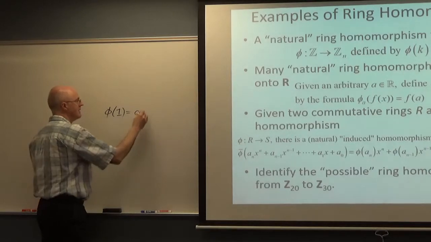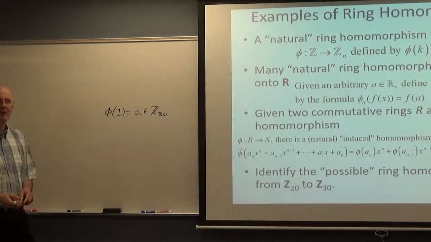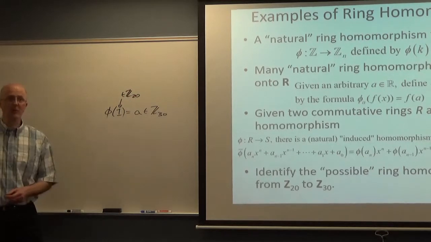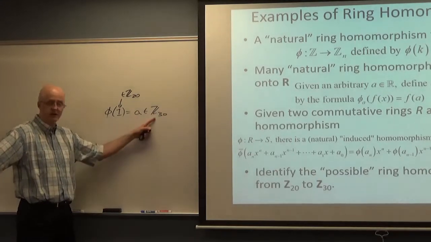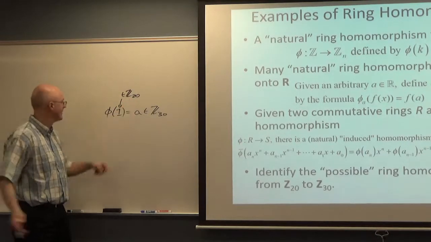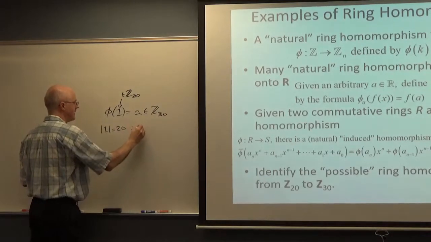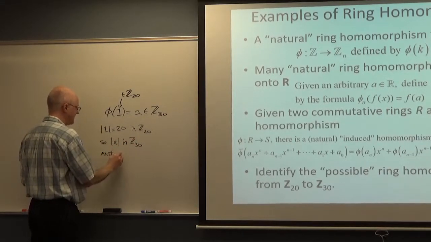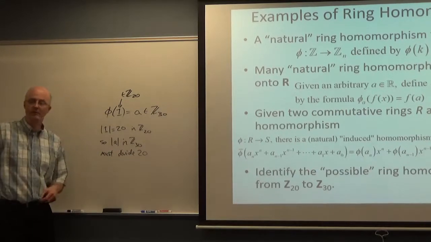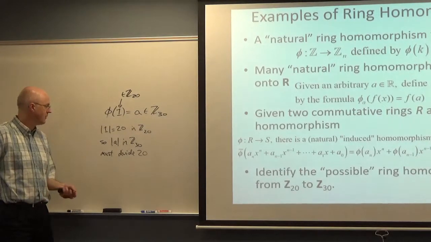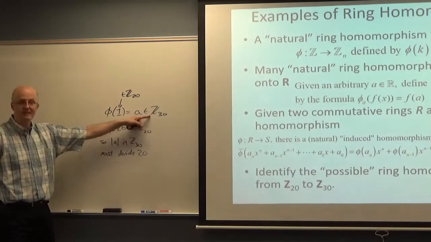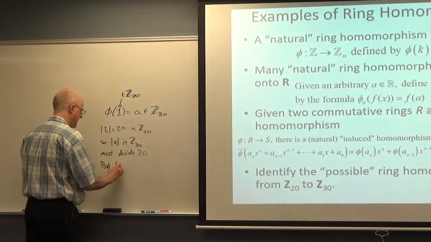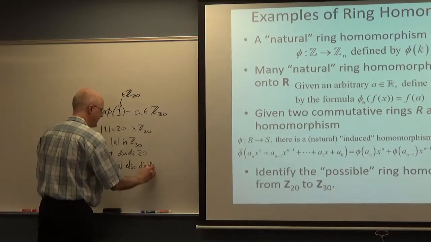And if you say it maps 1 to some number A in Z30, what are the possibilities for A? 1 here is in Z20. Well, a property of group homomorphisms from chapter 10 is that the order of A in Z30 has to divide the order of 1 in Z20. The order of 1 in Z20 is 20. So the order of A in Z30 must divide 20. That was a property of group homomorphisms, chapter 10. It's got to be 1, 2, 4, 5, 10, or 20. But A is an element of Z30. As a group element in Z30, it's got to have an order that divides 30. This also divides 30 by Lagrange's theorem.